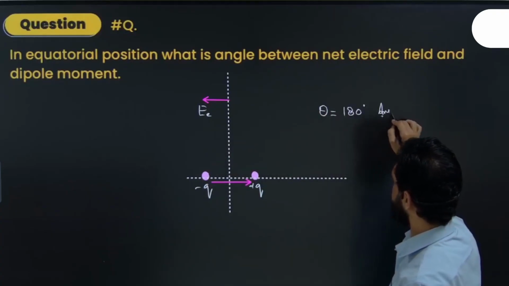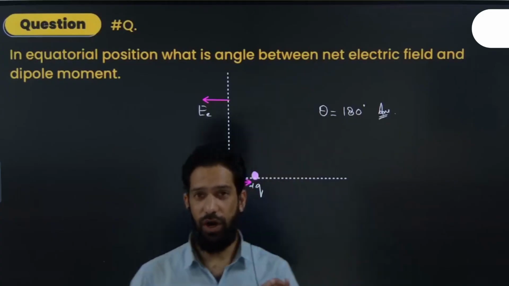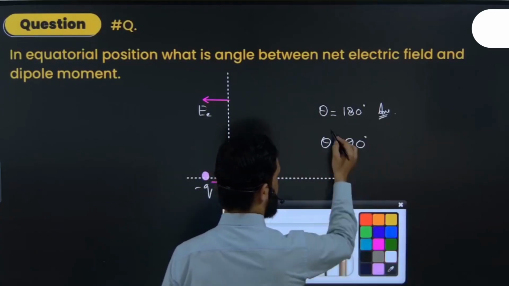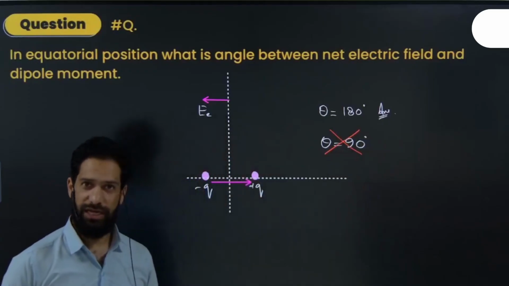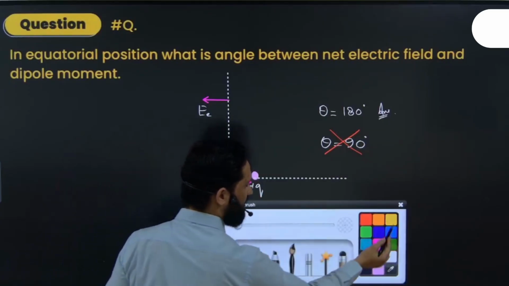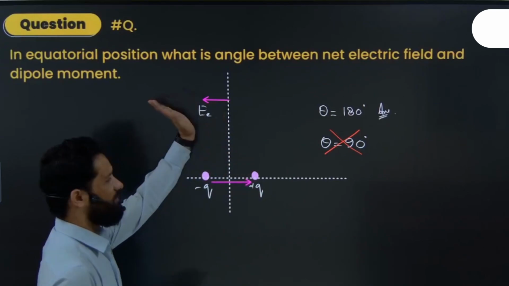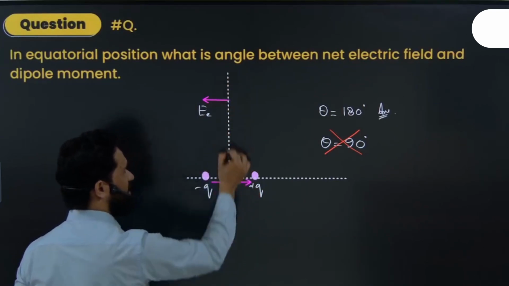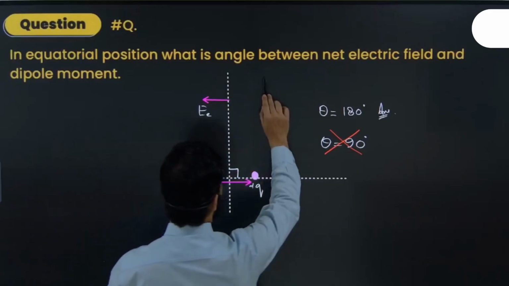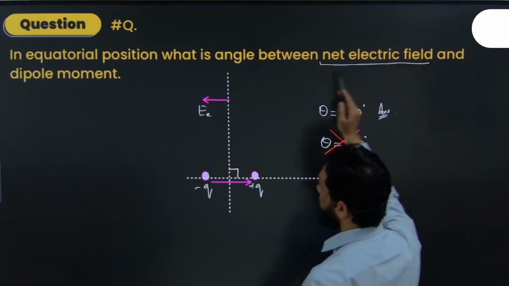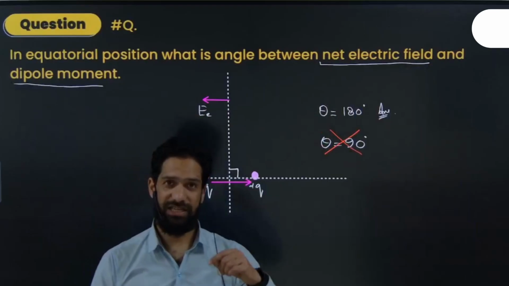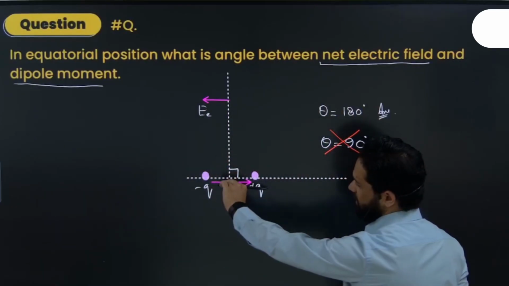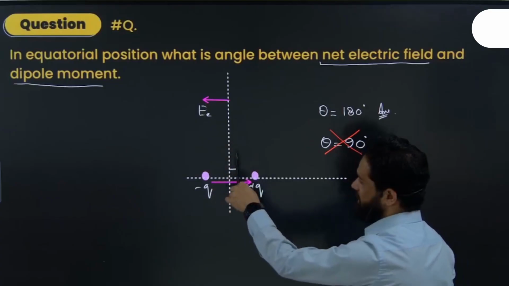This is the result. Remember, we will not use here angle is 90 degree. This is not a correct thing. It's not 90. Sir, why not? Because 90 is not the angle between the dipole and the field. 90 is the angle between the dipole direction and the axis. But it is asking us net electric field and the dipole. So it is asking between field and the dipole, not the field and the equatorial axis. If it asks what is the angle between the field and the equatorial axis, then the answer was 90.